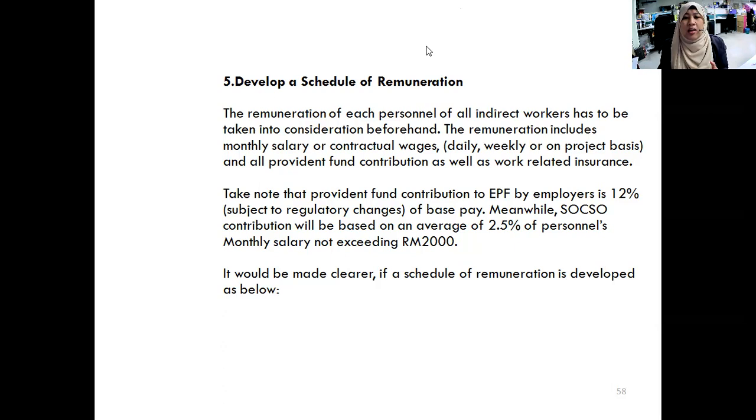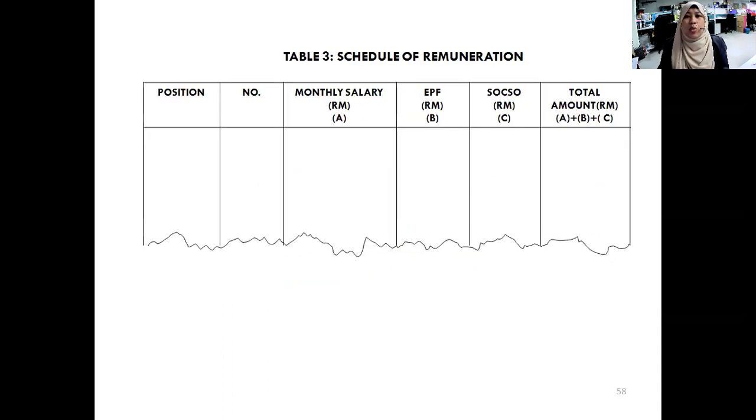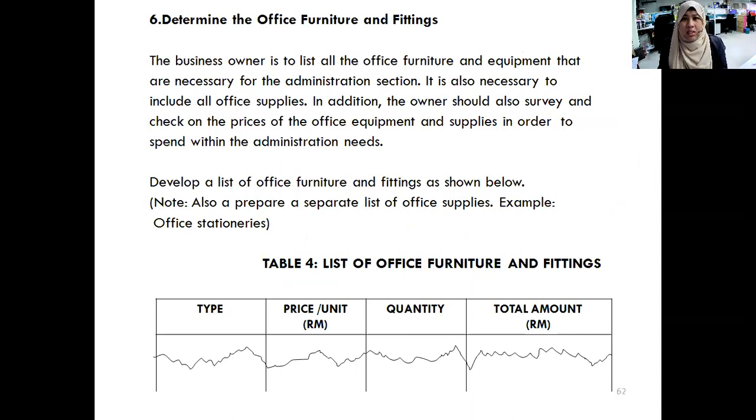And then later, for those who are answering question number six in your exercise, you may continue after this. It will only take a short while today. So you can start doing it after I teach this one, right? And the last one, you will put the schedule of remuneration inside this table, okay? I will finish this first, and after this I will go for the calculations.